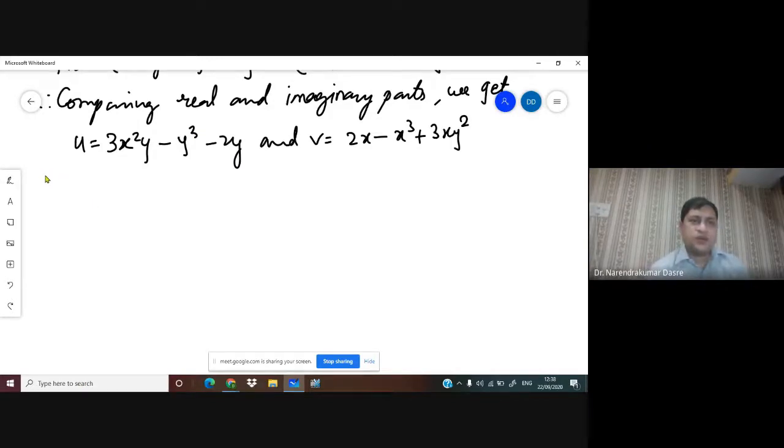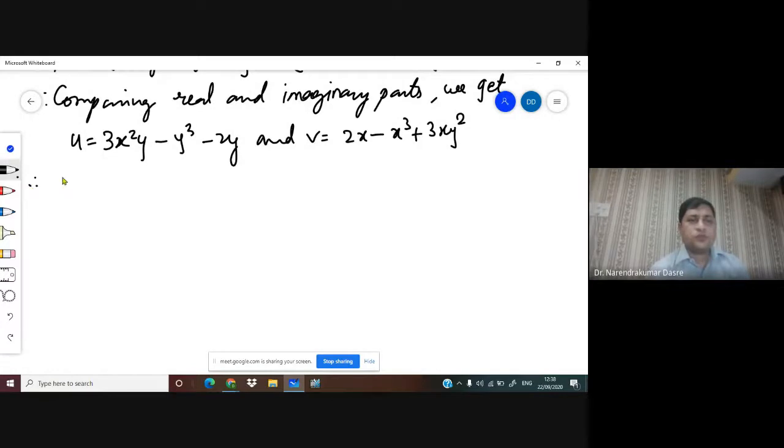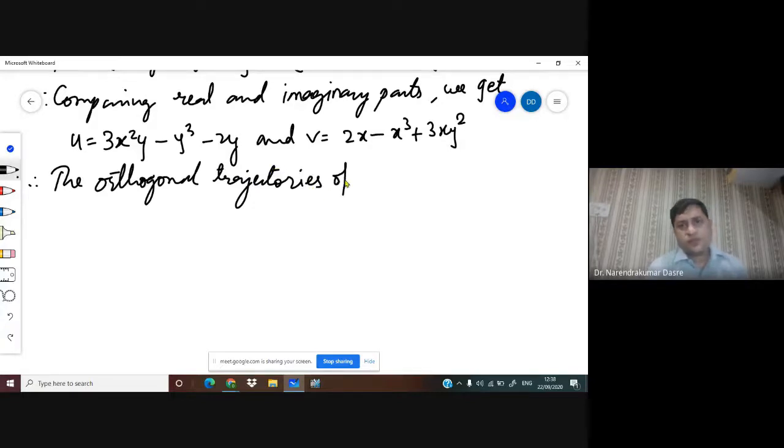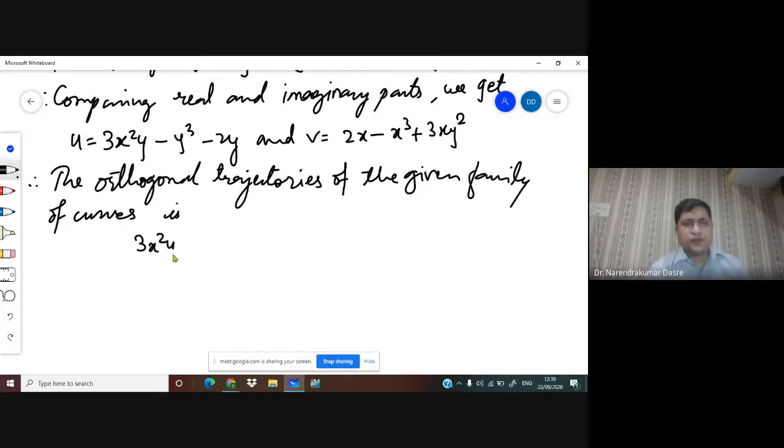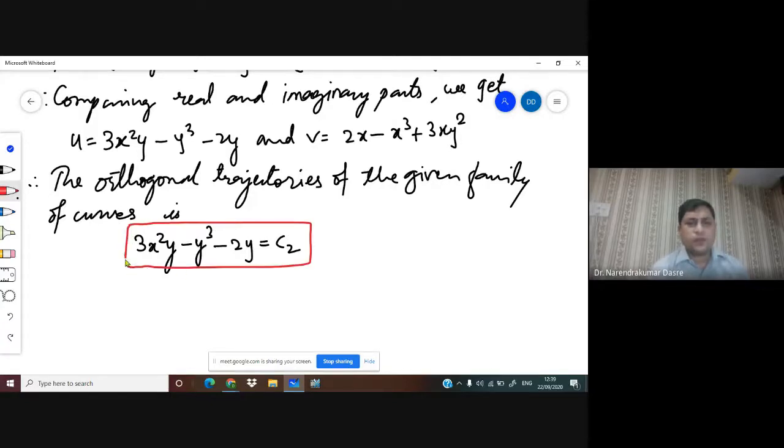Hence, we write the orthogonal trajectories of the given family of curves as 3x square y minus y cube minus 2y is equal to c2, where c2 is a constant.